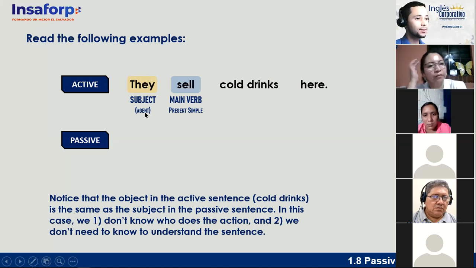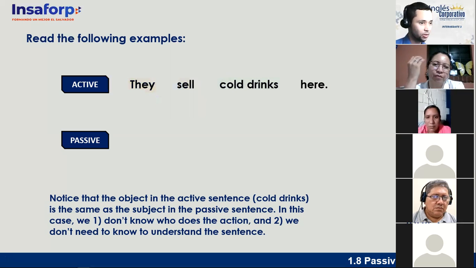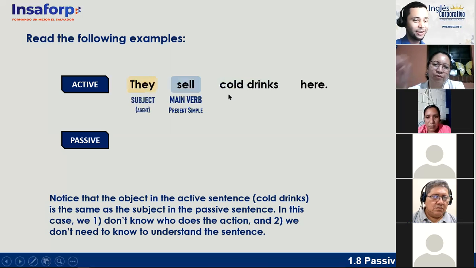Okay, and next, what do you need to determine? The object. The object, very good. Okay, and what is the object in this sentence? Cold drinks. Cold drinks, correct, very good. Entonces, ¿cómo encontramos el object? Solo nos preguntamos, they sell what? The answer is cold drinks. That's the object. Okay, very good. Aquí se me iba un errorcito, vamos a corregir. Ahí está, a tiempo. Okay, so that's the object, very good.